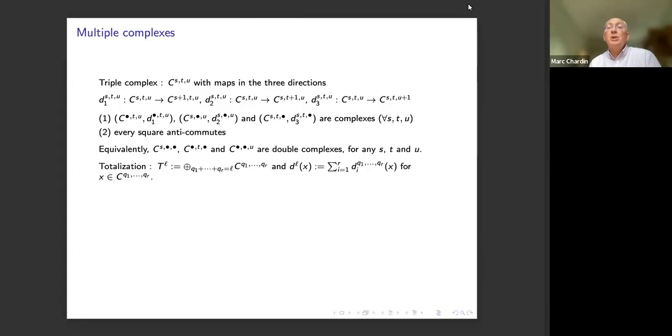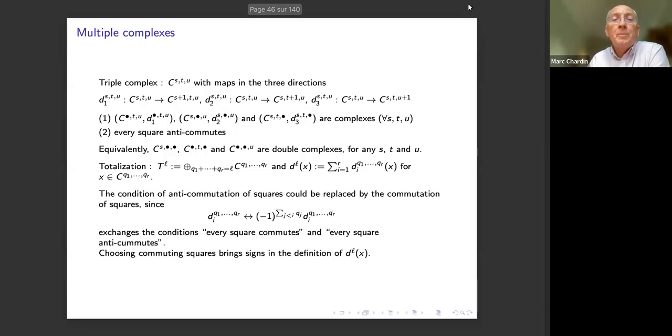So when you have a multiple complex, you can totalize it like a double complex. You take the direct sum over all the indices summing to a given value of the corresponding modules. And as a differential, you just sum again. An element in C^Q is sent to the sum of its images in the three different modules that you go to, and of course you extend by linearity first. So that's the definition of the totalization of a multiple complex.